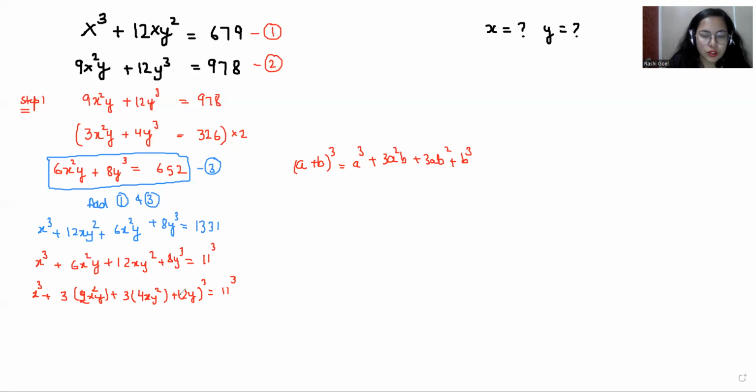So I can use this identity and write x plus 2y. So our a is x and b is 2y. So x plus 2y whole cube is equal to 11 cube. Or I can see that both sides have cubes. So that means x plus 2y is equal to 11.